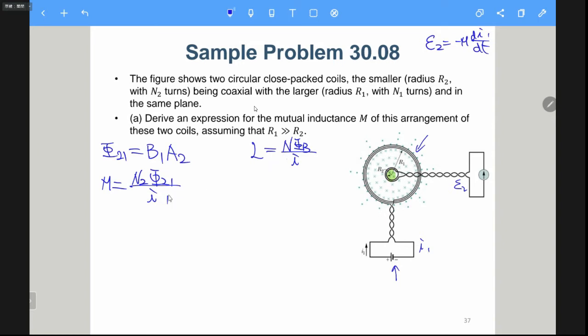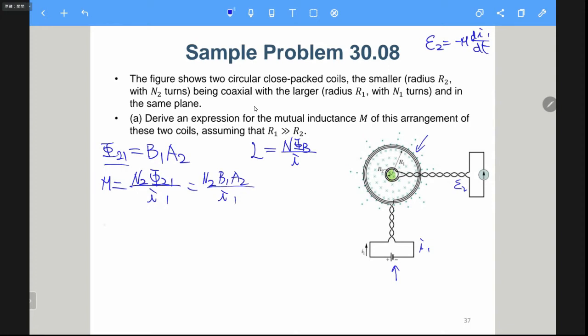Okay, so for the mutual induction, we will consider N to be the second coil, N2, and then phi B will be this one, phi 2,1, and then I should be I1 because it is generated by the first coil. So M has this expression, and we can just plug in phi 2,1 here. So we have N2 B1 A2 over I1, like this.